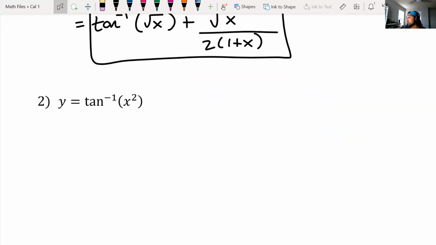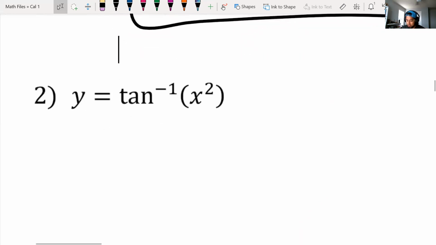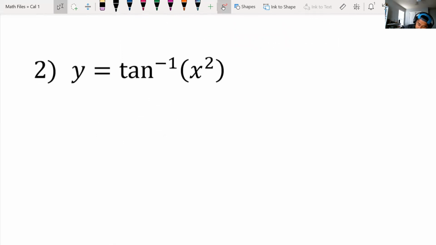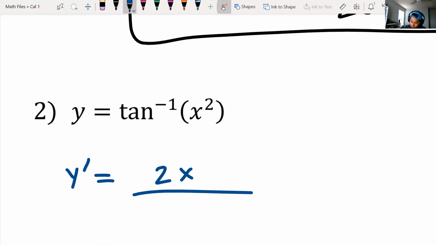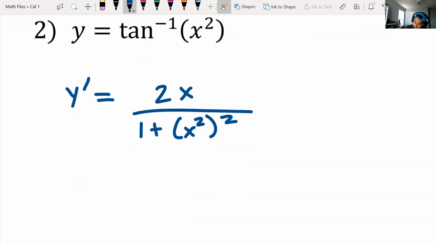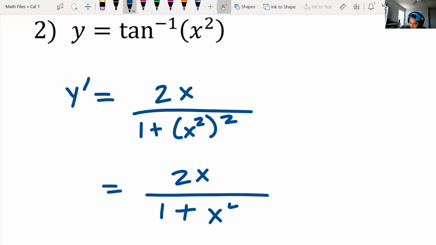2, y equals the inverse tangent of x squared. Again, this is going to use the chain rule derivative for the inverse tangent function. So we'll get y prime equals, and the chain rule derivative for the inverse tangent is going to be the derivative of the inside over 1 plus the inside squared. And we'll just end up with 2x over 1 plus x to the fourth.